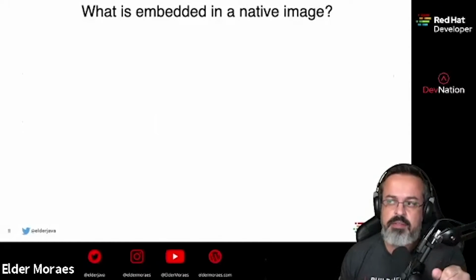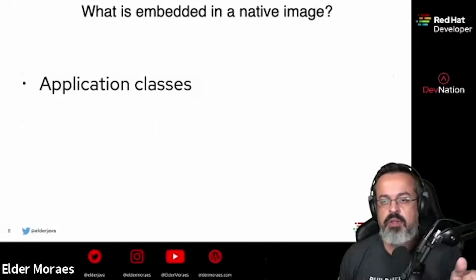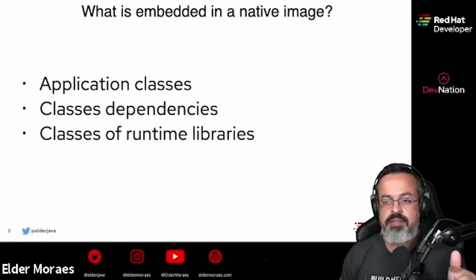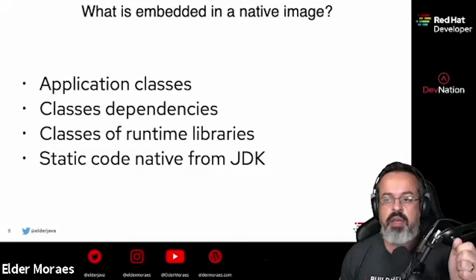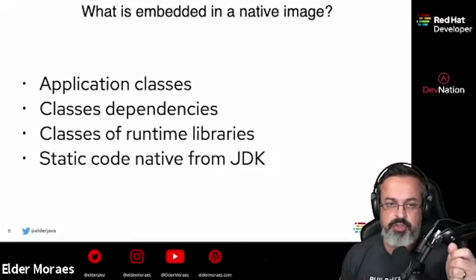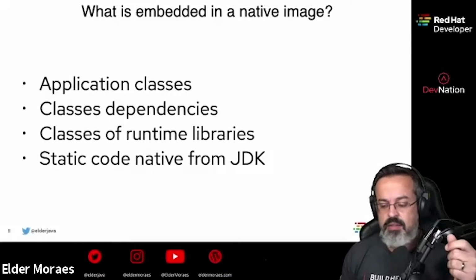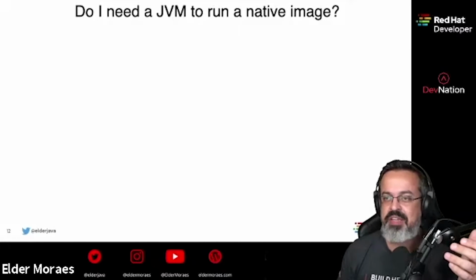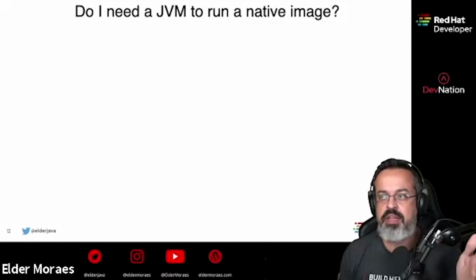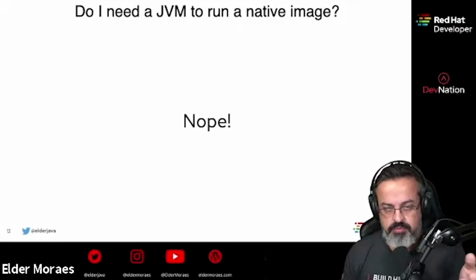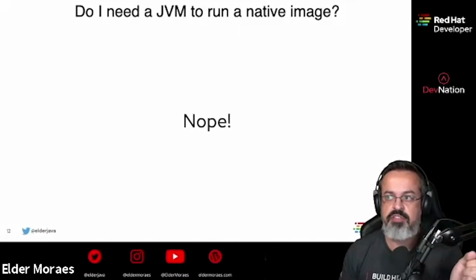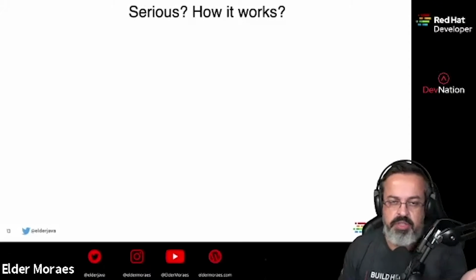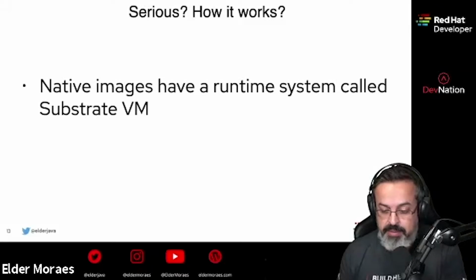What is embedded in a native image? Application classes, class dependencies, classes of runtime libraries, and static native code from the JDK. And the next question: do I need a JVM to run a native image? No. Okay, so we just don't need a JVM to run a native image. But how does it work? Why don't I need a JVM?